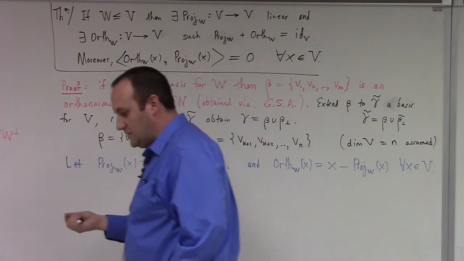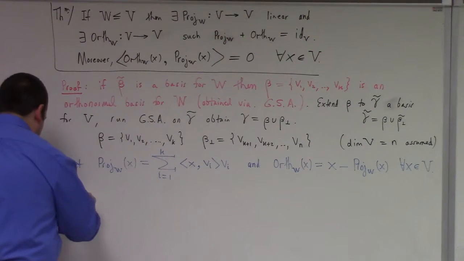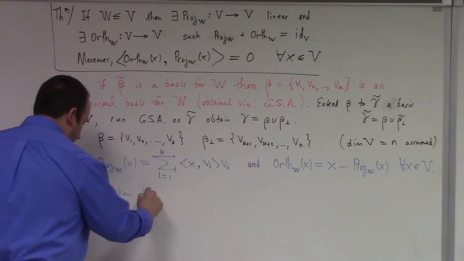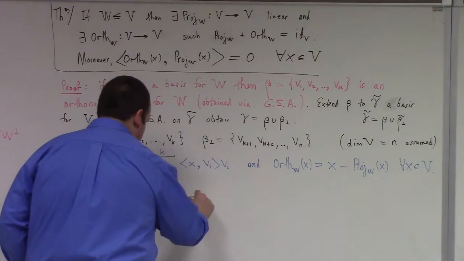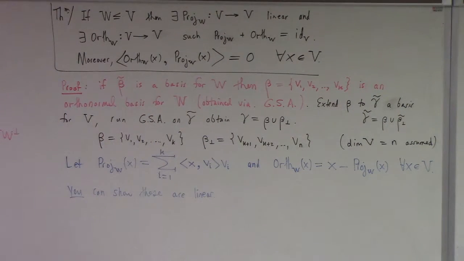My first question to you, are these linear transformations? I invite the reader to show that these are in fact linear transformations. It's almost immediate from their formulas. The argument is appearing in an inner product, and the first slot of the inner product is in fact linear. So that gives us linearity.